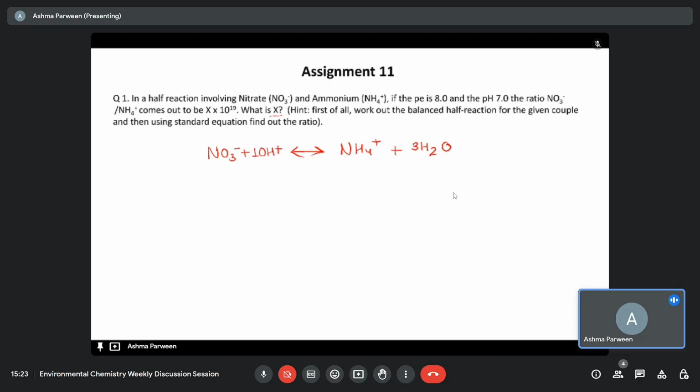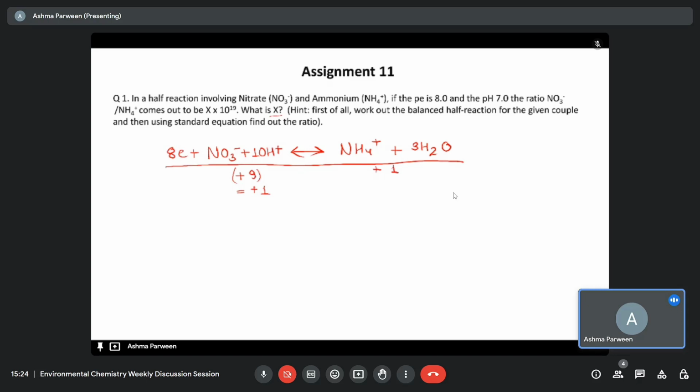And finally, after balancing of hydrogen, oxygen and all the other atoms, we finally balance the charge on both the sides. So on the product side, the charge is plus 1. But on the reactant side, we can see that the charge is 10 plus minus 1, that is plus 9. So we have to balance the charge of both the sides. So we will add 8 electrons on the reactant side so that the overall charge now is plus 1. So this is the overall balanced reaction for reduction of nitrate to ammonium.